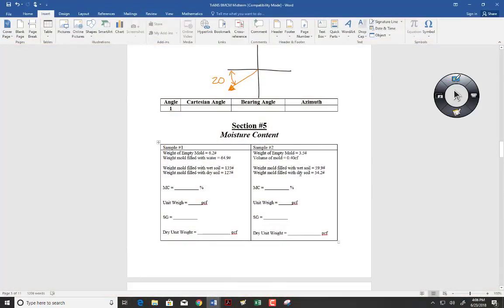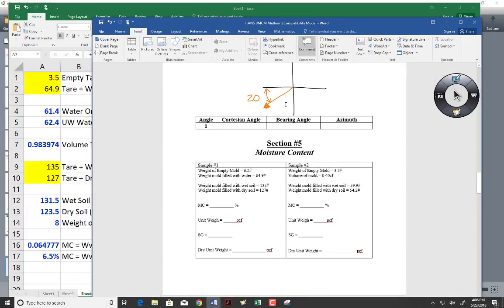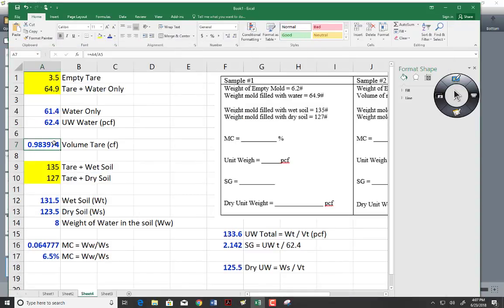So on this side, we have different numbers. Let's type those in. So my empty tare is 3.5. My volume of mold is given at 0.4 in sample 2. So that became 0.4, and this is back being black. My weight filled with wet soil is 59.9. My weight filled with dry soil is 54.2. And so there's all my answers. Oh, that's cool. That's the advantage of the spreadsheet.